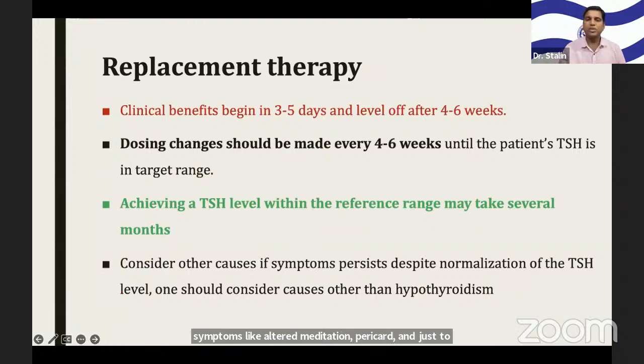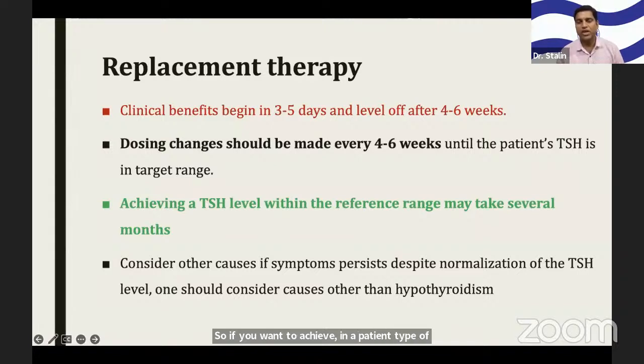Now, when it comes to replacement, we should understand certain features that are very typical for hypothyroid patients. Most of the clinical benefits usually start by the 5th day only, and they level off by 4 to 6 weeks. So your dosing needs to be changed only every 4th to 6th week. You can't change it immediately after a week because TSH is not decreasing or T4 is not coming back to normal. If you want to achieve a normal range of TSH in a patient with hypothyroidism, it may take months.